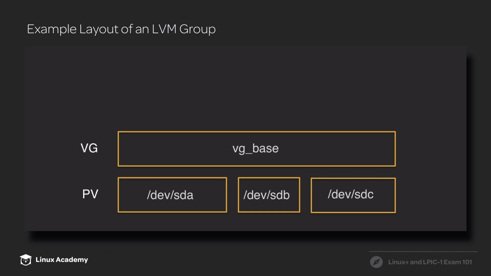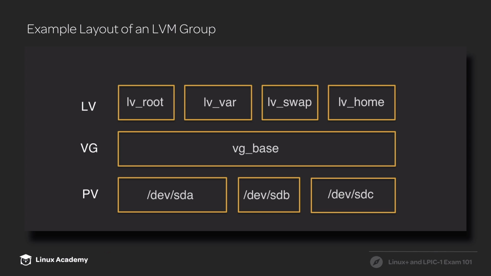Above your physical volumes, you're going to have what's known as your volume group. And as you can see, the volume group, named vg_base, encompasses all of your physical volumes. And once more, a volume group could just be attached to one disk. But we are using this volume group to show that all the physical volumes below it belong to this particular volume group. And on top of your volume group, you're going to have your actual logical volumes.